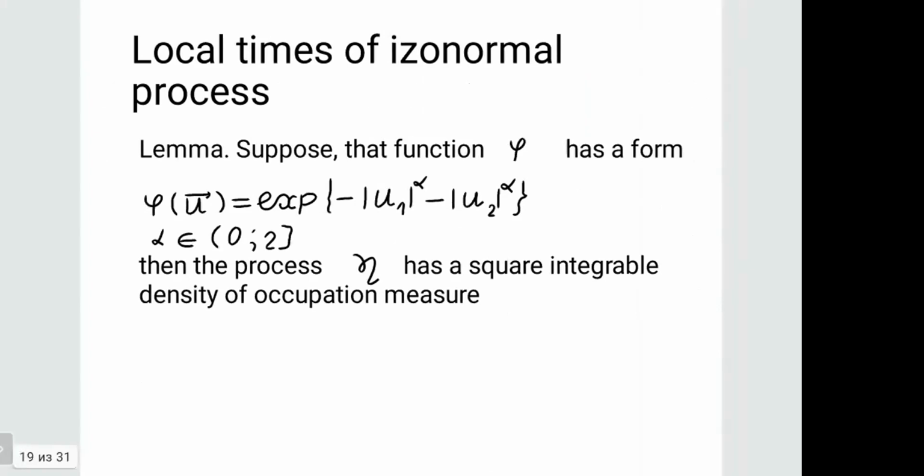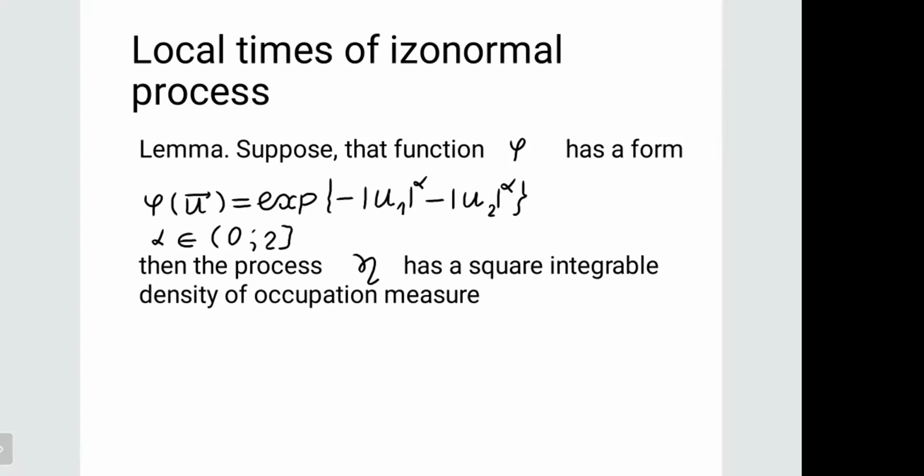Now let us try to investigate the local times of isonormal process. Start from the one-dimensional case. So now I suppose that process B, our Brownian motion, takes its values in R2, and function phi has the following kind, where the number alpha belongs to the interval (0, 2).